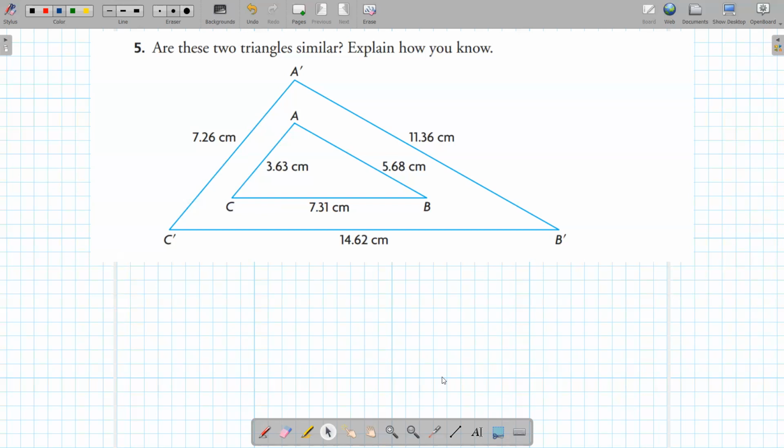I think so. Well, just compare the scale factors. What's the scale factor in this case? It's 2. So does it add up, all 3 sides? Does that hold? Yeah, it does. So it must be similar, okay?